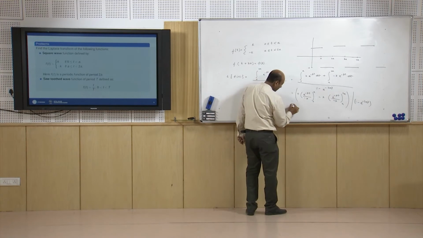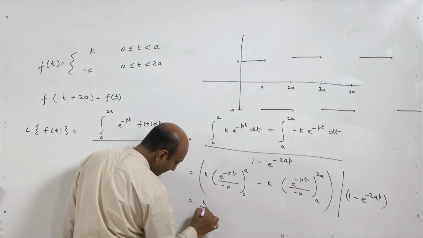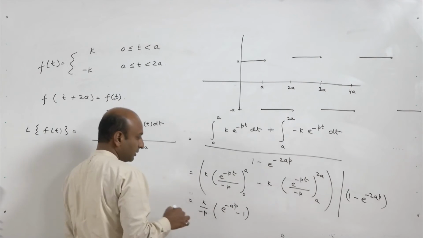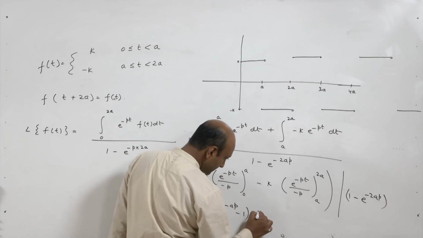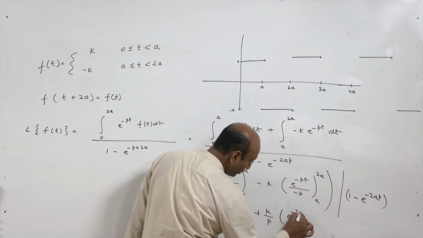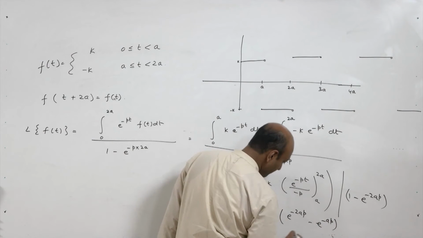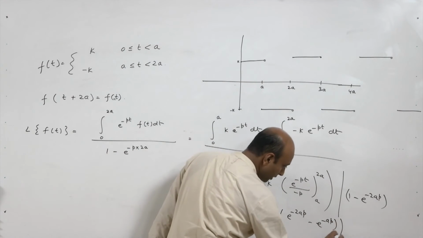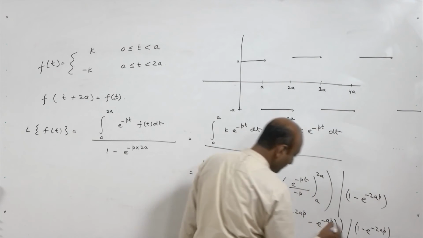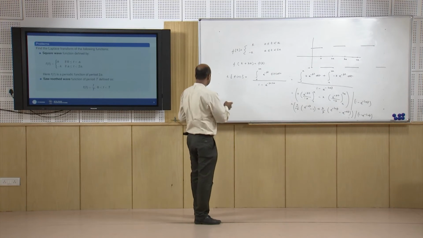Now when you apply the limits, it is k upon minus p, minus minus plus, it is k by p, times the numerator e^(-2ap) minus e^(-ap), and this whole expression divided by 1 minus e^(-2ap). So you can simplify this expression to get the final answer for the Laplace transform of this function.